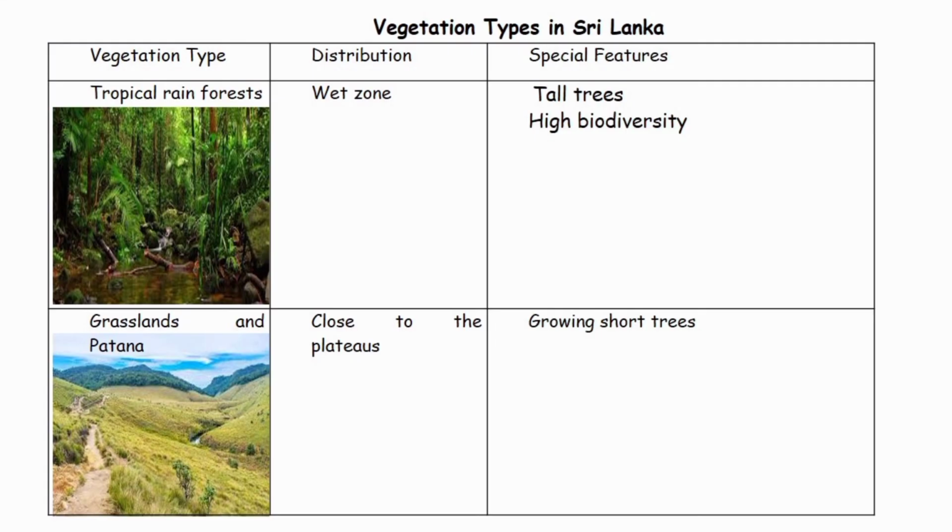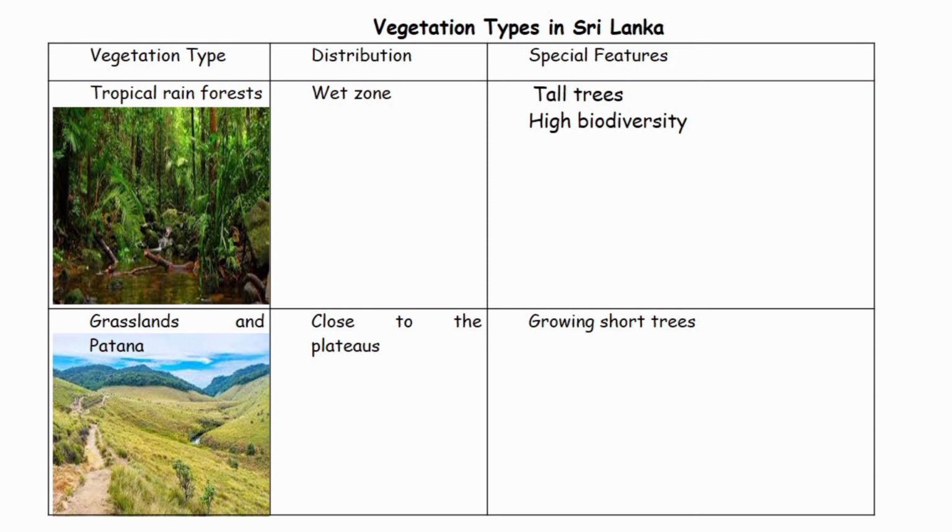Okay, now let's learn about natural vegetation in Sri Lanka. There is a variation in natural vegetation grown in different areas due to changes of rainfall, temperature and altitude. Therefore, several types of natural vegetation can be seen in Sri Lanka. They are tropical rainforests, grassland and patana, thorny bushes and shrubs, and mangroves. Tropical rainforests are in the wet zone of Sri Lanka. There are tall trees and high biodiversity in these forest areas.